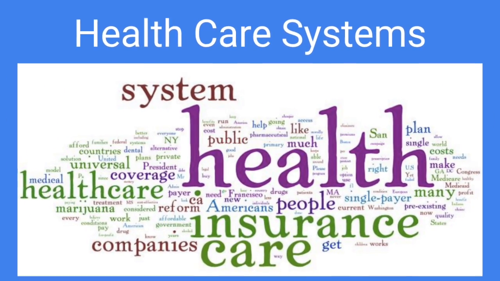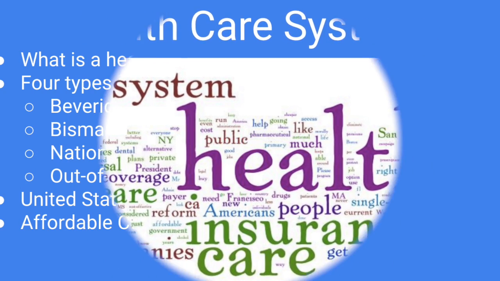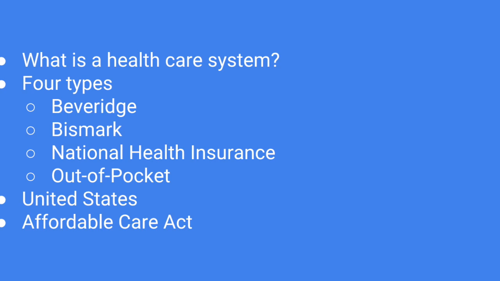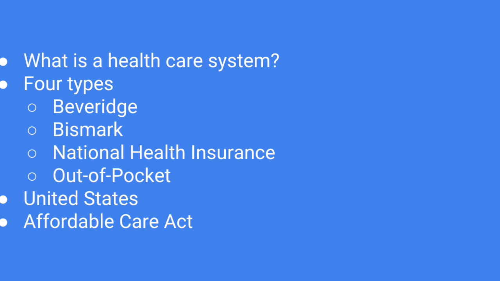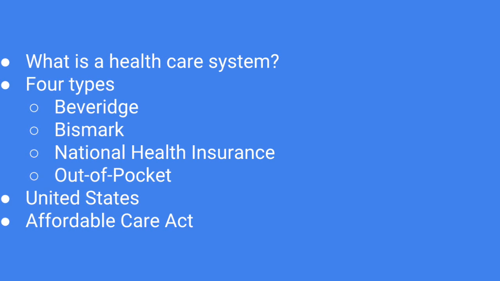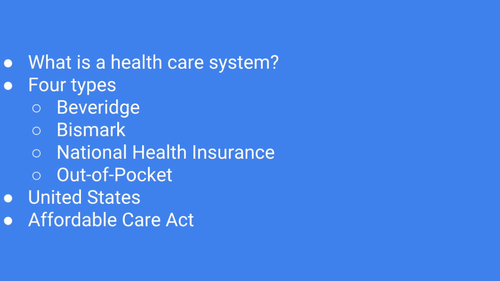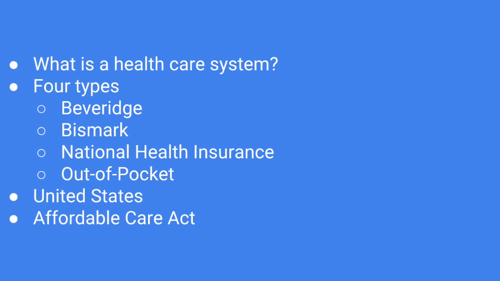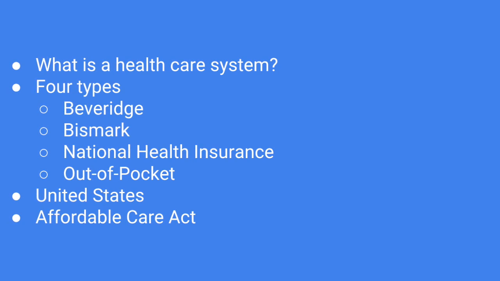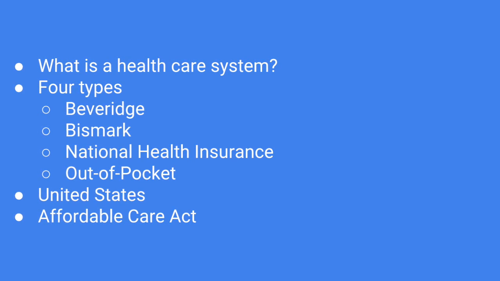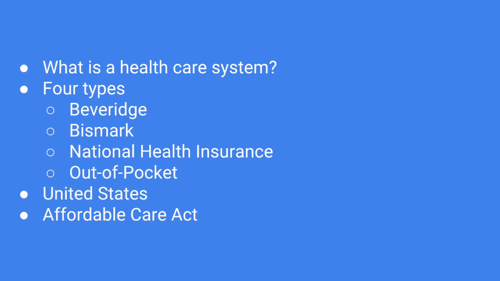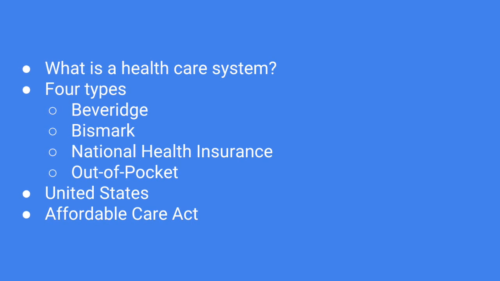My second topic is healthcare systems. During our healthcare system unit, I got to learn that a healthcare system is an organization of people, institutions, and resources that deliver healthcare services to meet the health needs of a target population. There are four types. The first is the Beveridge model, which provides public providers and hospitals for all citizens with services financed by the government through tax payments.